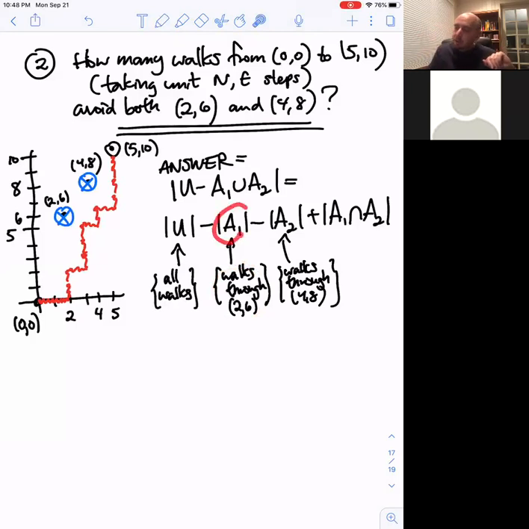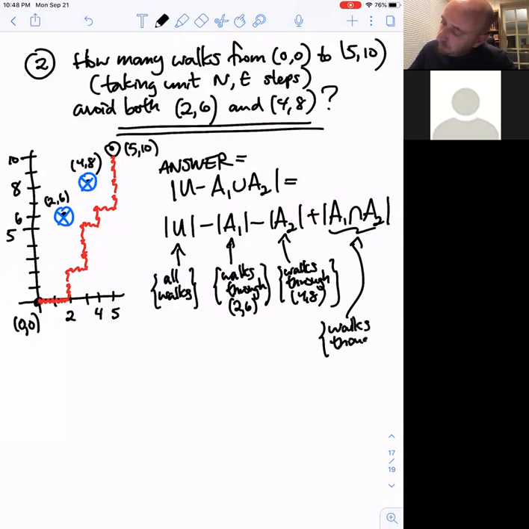So we're not too worried about our ability to calculate these cardinalities. But then this intersection is the walks through both. Let's make sure it says through. Through 2,6 and 4,8. And the question is, are we going to be similarly able to count those? And we can. So let's just think about how we did this. So let's do the answer.